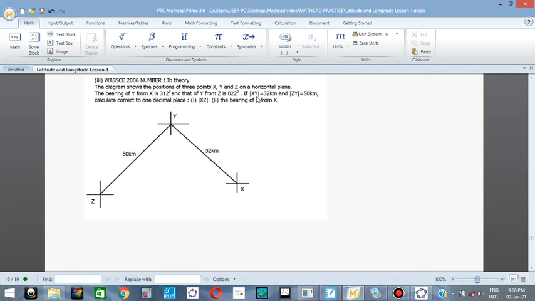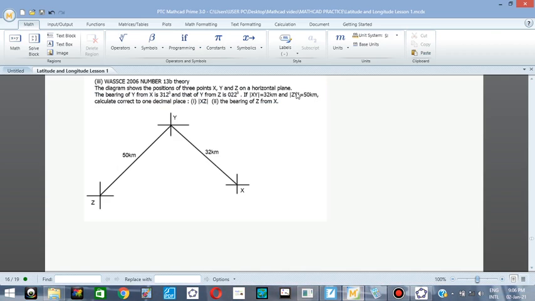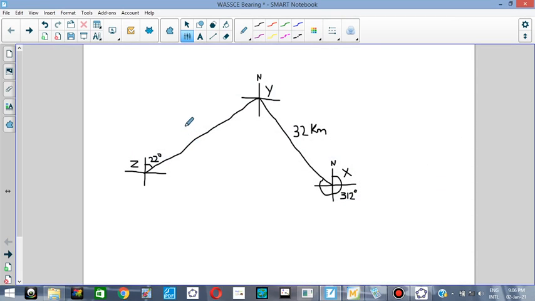So this one, they gave us some length. They said XY is 32, then YZ is 50. So XY is 32, so this place is 32 kilometers. Then you have your ZY as 50 kilometers. So this is 50 kilometers. Alright, so by getting this, our question is over.